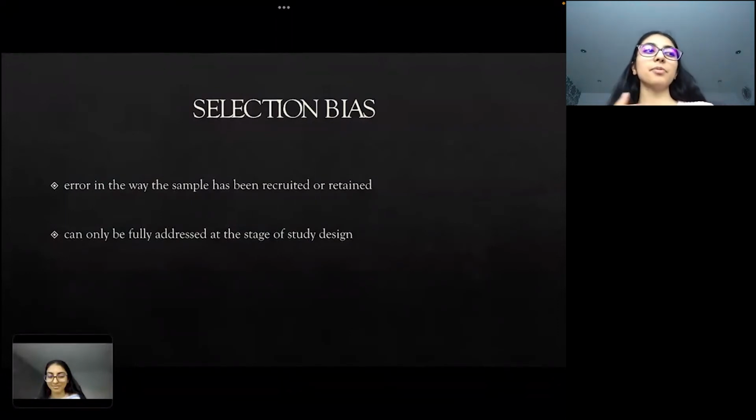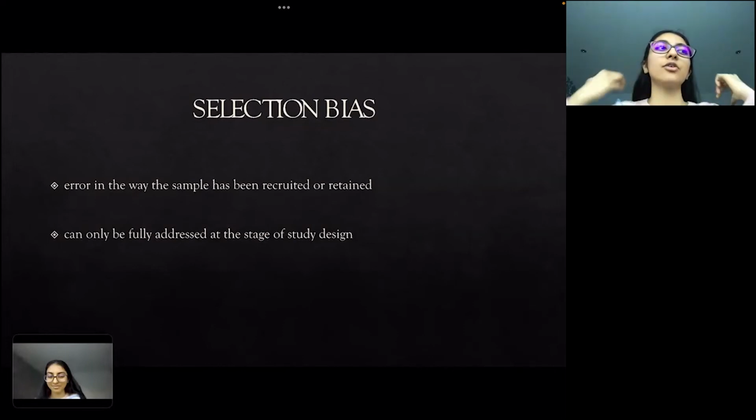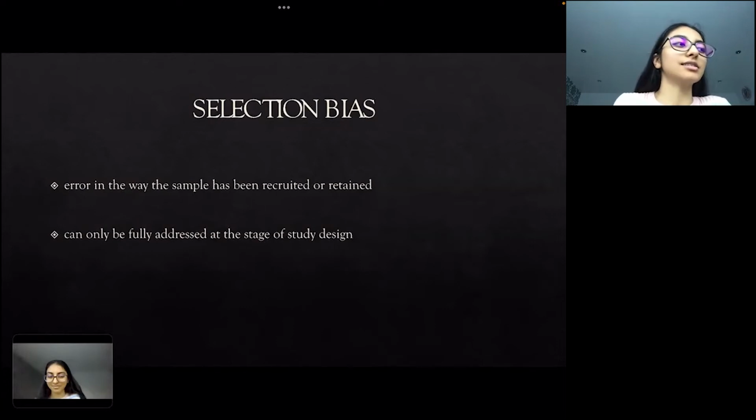And this type of bias can only be fully addressed at the stage of study design. So if in the future you do end up designing some kind of study from scratch, then do think about this, but equally, even when reading about these kinds of studies, do keep this in mind. Next slide, please.